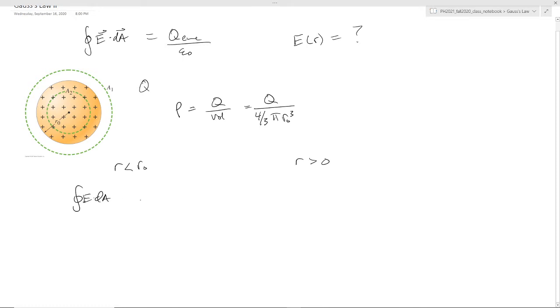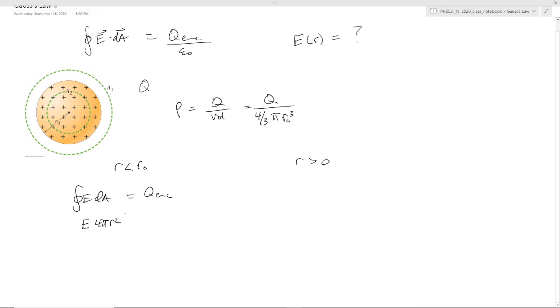since we're working with a spherical surface and the charge is distributed spherically, this integral, well, the dot product will turn, since those things are aligned, will just be E dA. And since this is spherically symmetric, E will be constant, and this will just become E times 4 pi R squared.